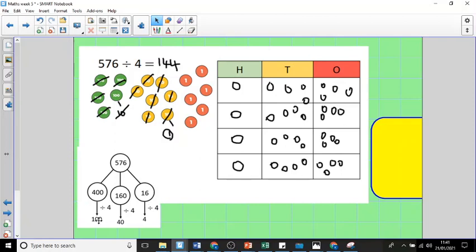Okay, and then we get the same answer because we get 400 divided by 4 is 100, 160 divided by 4 is 40, and 16 divided by 4 is 4. So we still get the same answer of 144, but we do it using numbers rather than counters. Either way of doing that is fine.